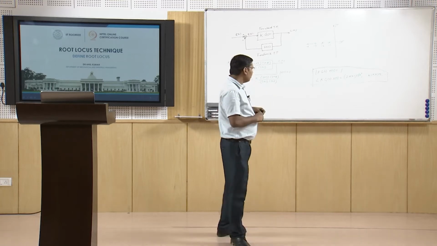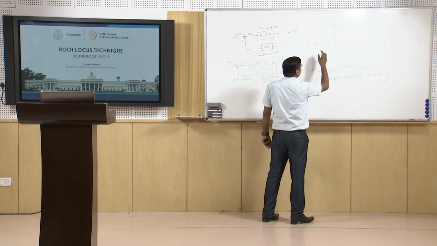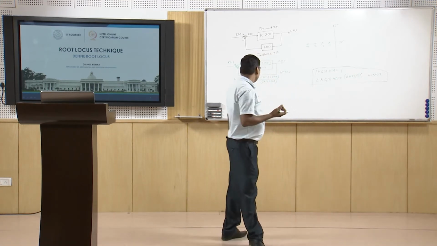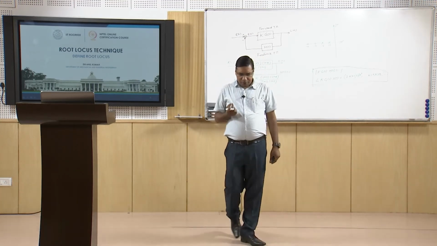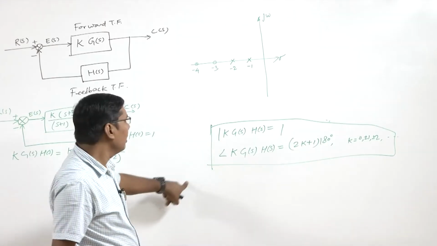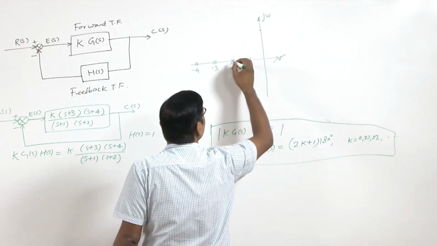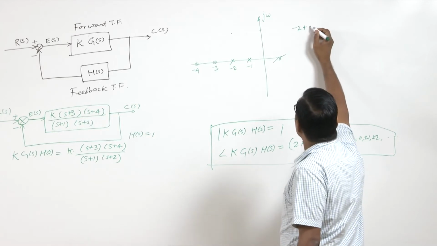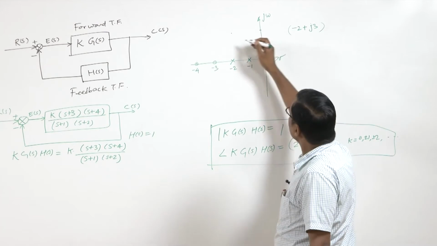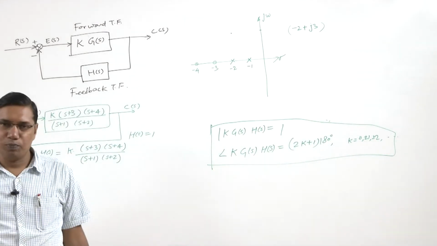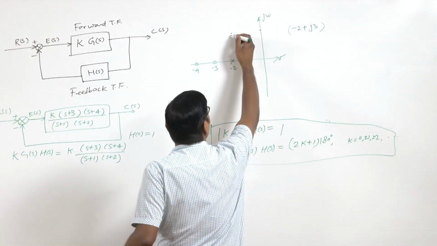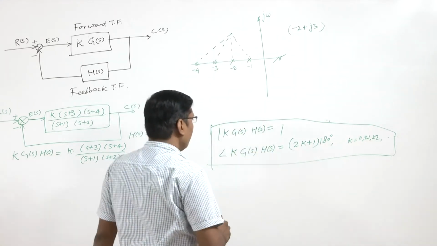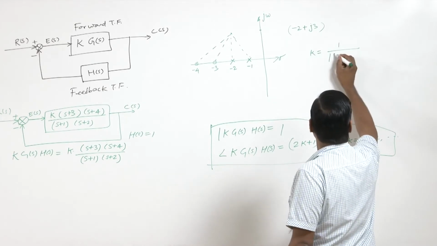Now if we assume that there is some pole s on the root locus, or it is a closed loop pole of the closed loop transfer function T(s), then it must satisfy these two conditions. So let's say that this point, minus 2 plus j3, is on the root locus, or that it is a closed loop pole. So here we know that K equal to 1 by mod G(s) H(s).